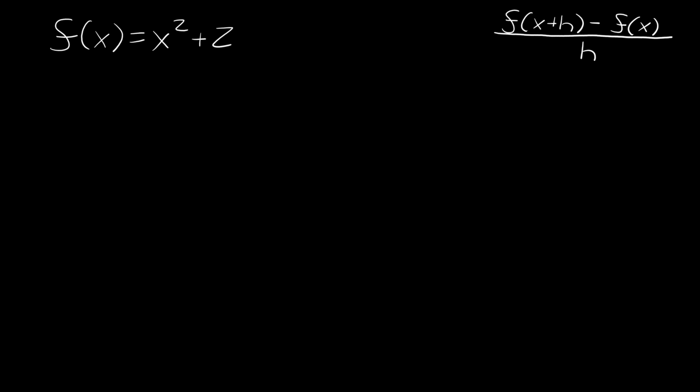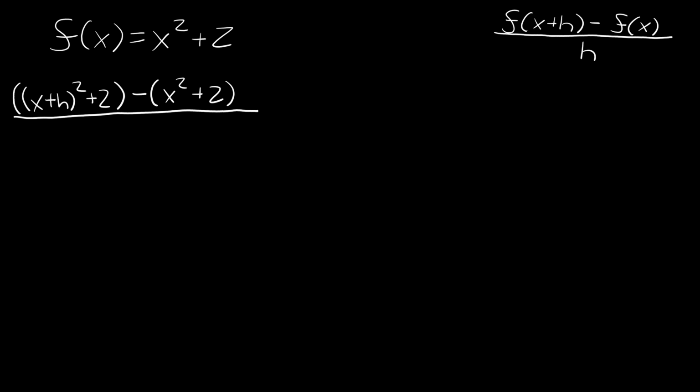So for this problem, the first step will be to plug everything in. So in the definition of the difference quotient, we have f of x plus h minus f of x. So everywhere we see x in our function, we're going to plug in x plus h. X plus h squared plus 2, then minus f of x, which is just our original equation, all over h.